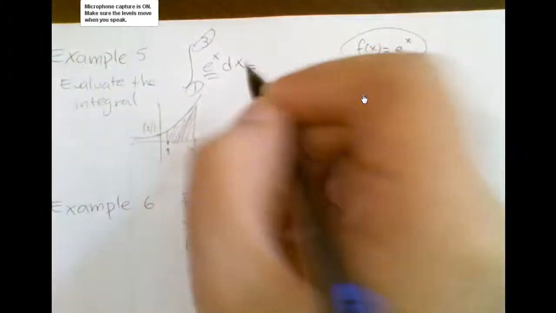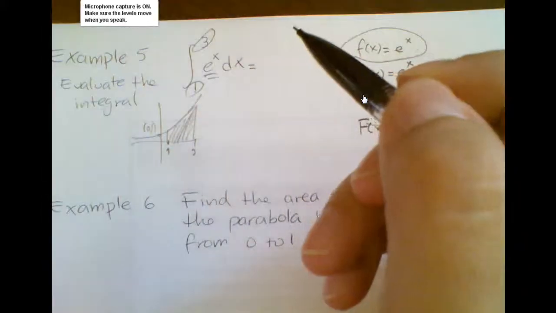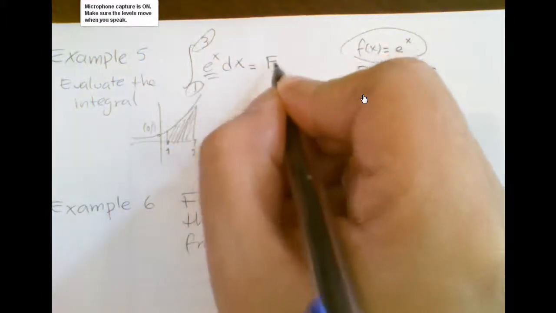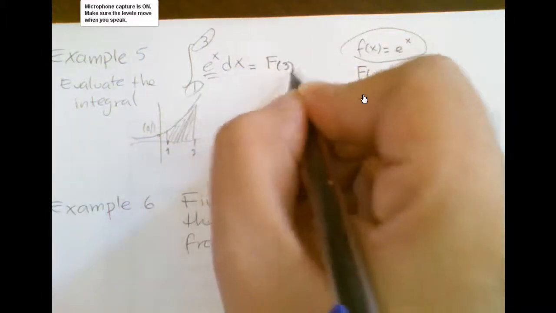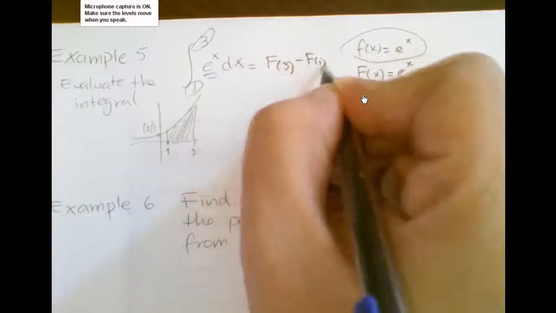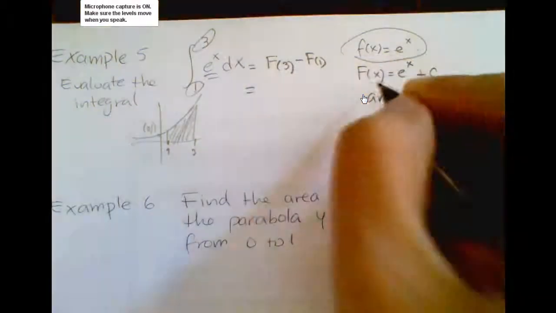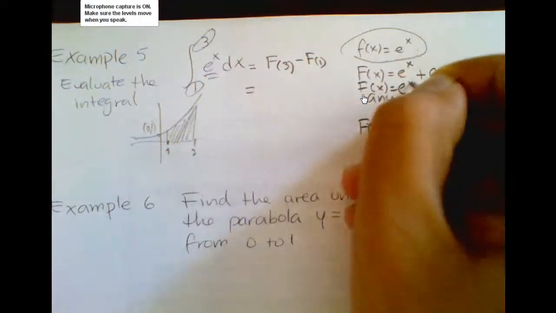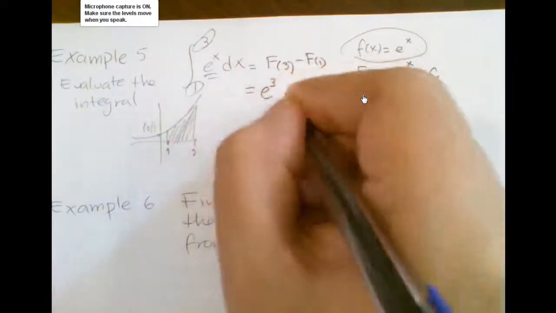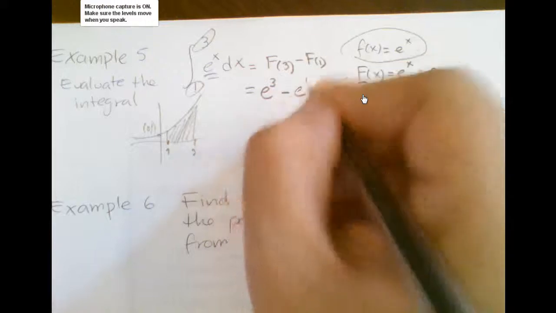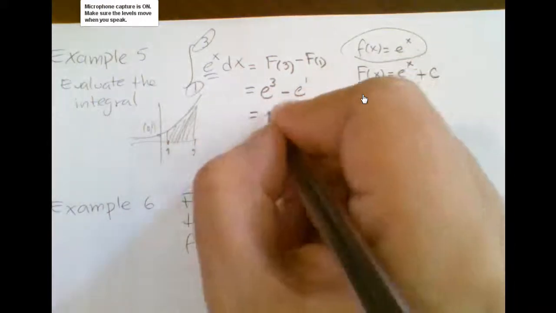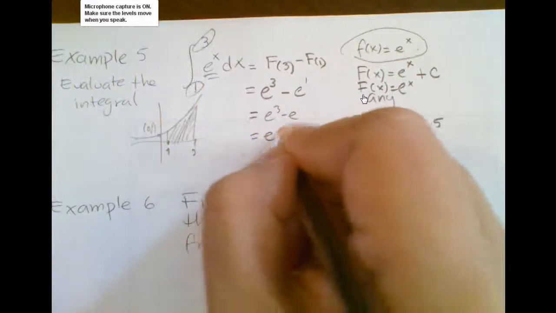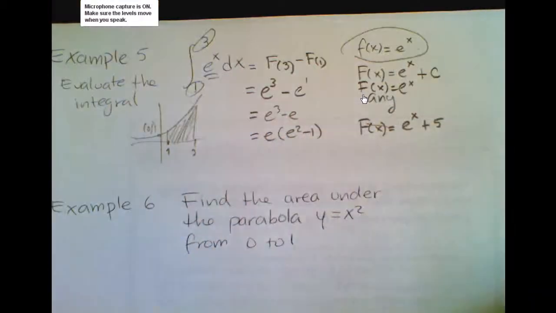Okay, so using the fundamental theorem of calculus part 2, this will be the antiderivative evaluated at 3 minus the antiderivative evaluated at 1. The antiderivative, I'm going to pick the simplest one, e to the x, so this will be e to the third minus e to the 1, which is e to the third minus e. You can factor this if you want, but that's as far as you can go.